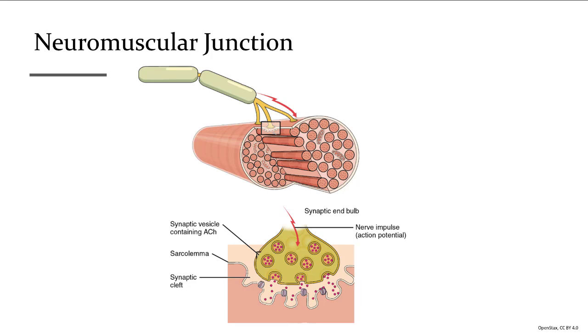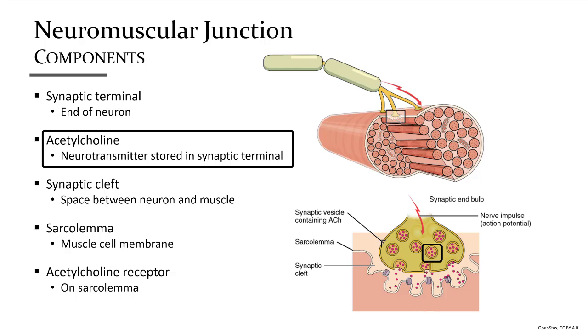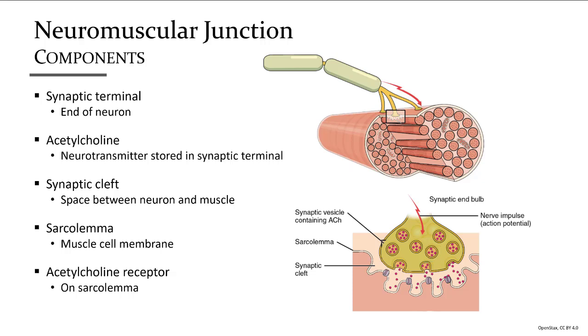Zooming into the neuromuscular junction, we can see how the nerve will activate the muscle. The components of a neuromuscular junction include the end of the neuron, called the synaptic terminal. This contains small packets called vesicles that are filled with the chemical acetylcholine. This is one of many types of neurotransmitters. Acetylcholine is a type that activates skeletal muscle cells. The nerve does not touch the muscle.